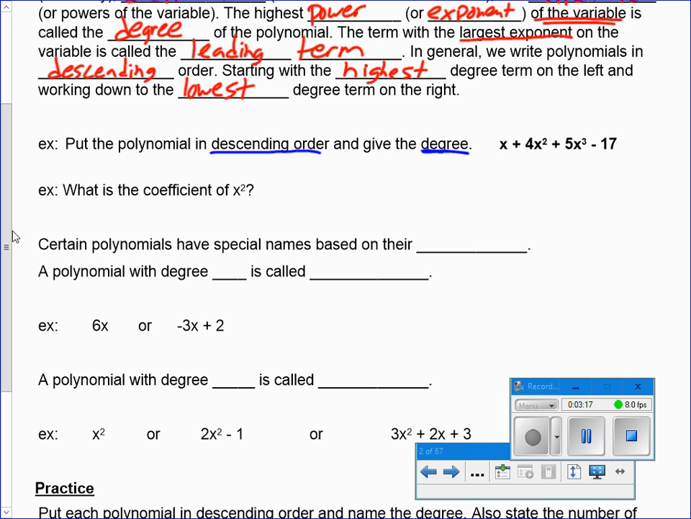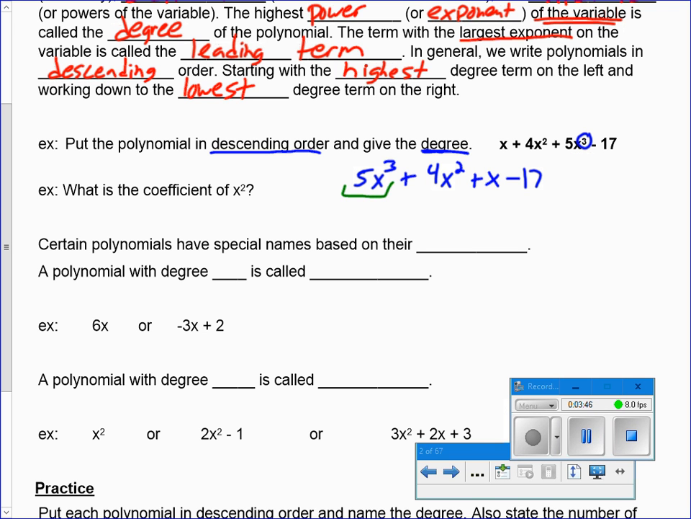So here I have x to the first, I have 4x squared, 5x to the third, negative 17. X to the third is the highest power on the variable. So we start with 5x to the third. Alright, next highest power on the variable, which is x, will be x squared. So I go with 4x squared next, then x, and then minus 17. So this is now descending order.